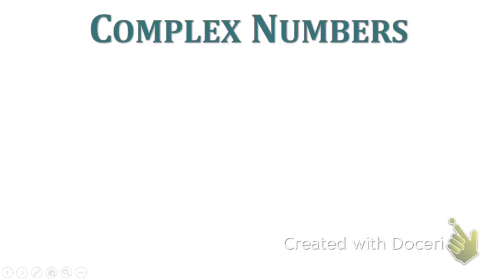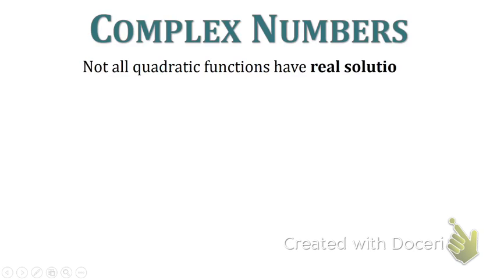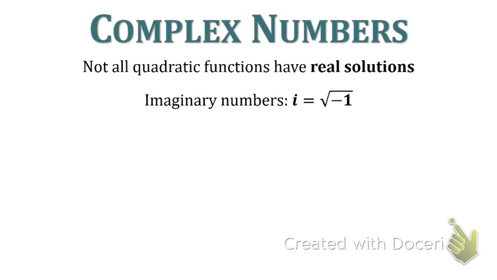Hello. In this video, we are going to learn about complex numbers. To begin, let's discuss what complex numbers are. First, not all quadratic functions are going to have real solutions. If you remember, sometimes we would state that the function had two real solutions, one real solution, or no real solutions. Well, in the case where it has one real solution or no real solution, that means imaginary numbers are involved. Imaginary numbers are defined as i equals the square root of -1.